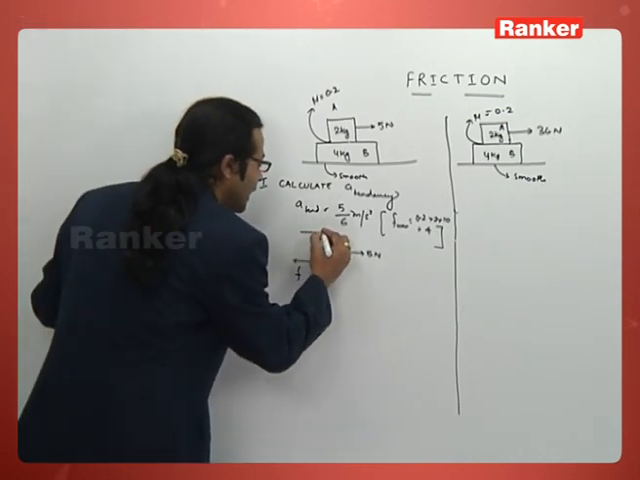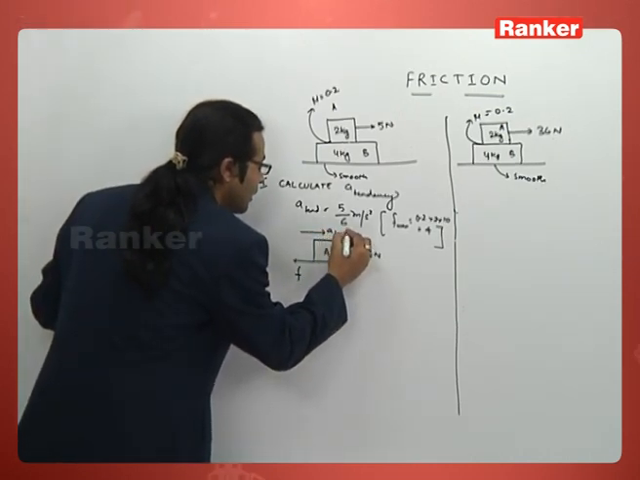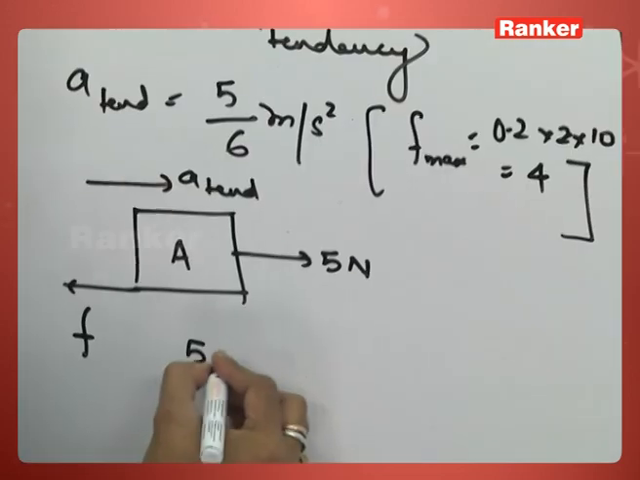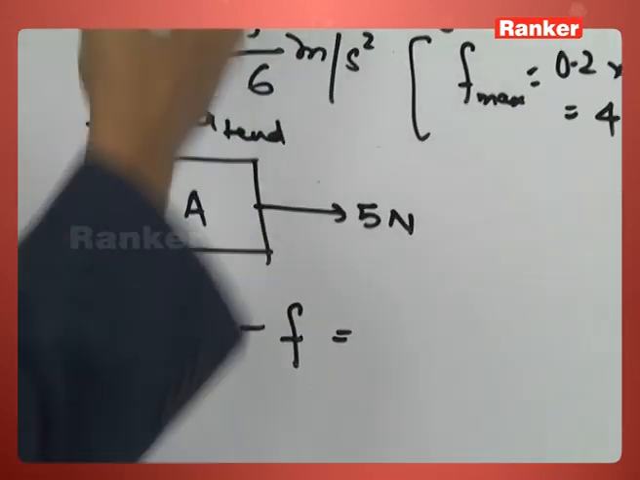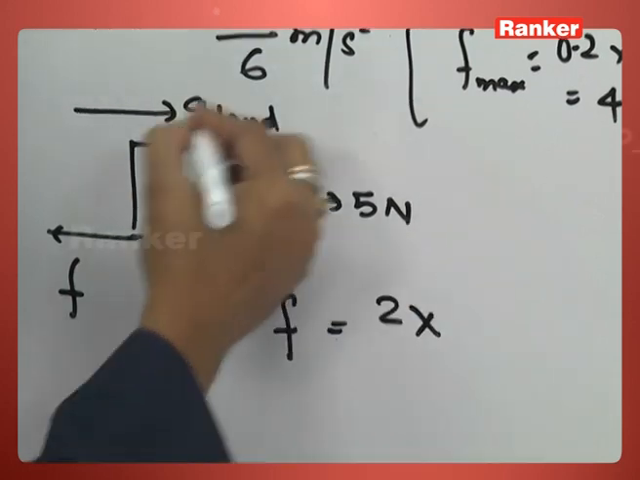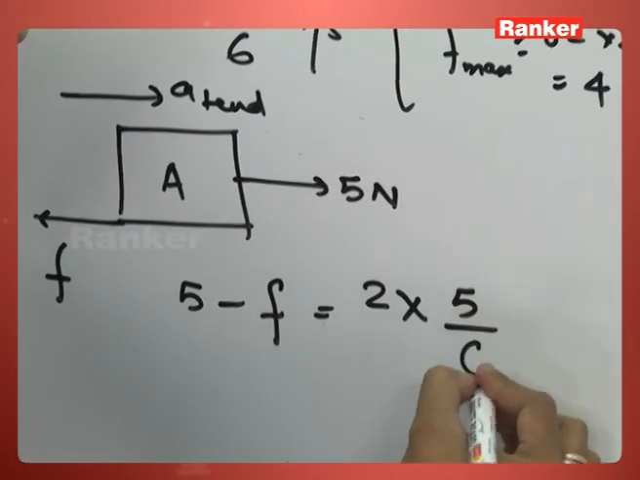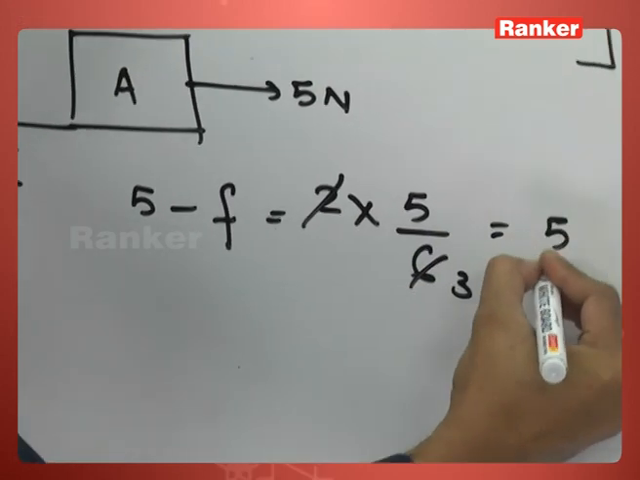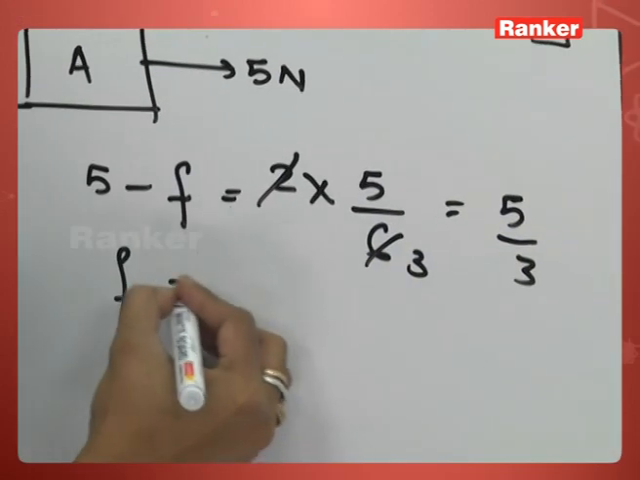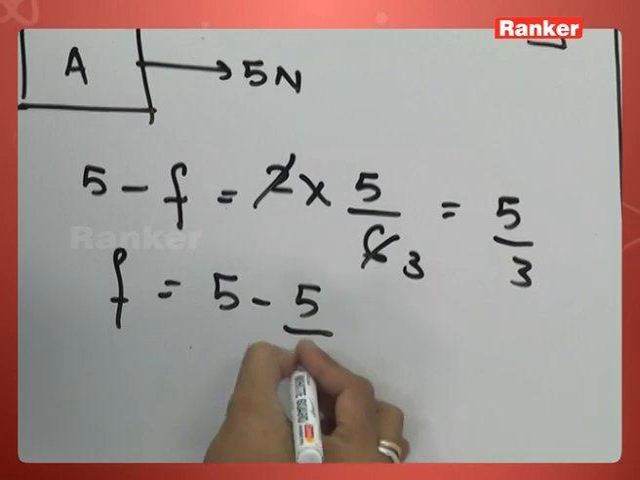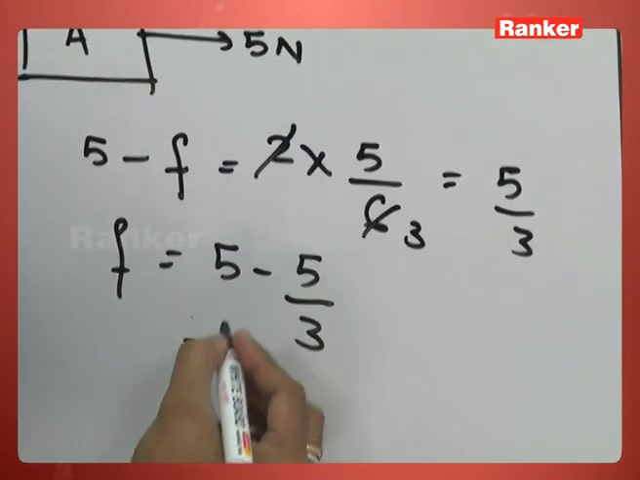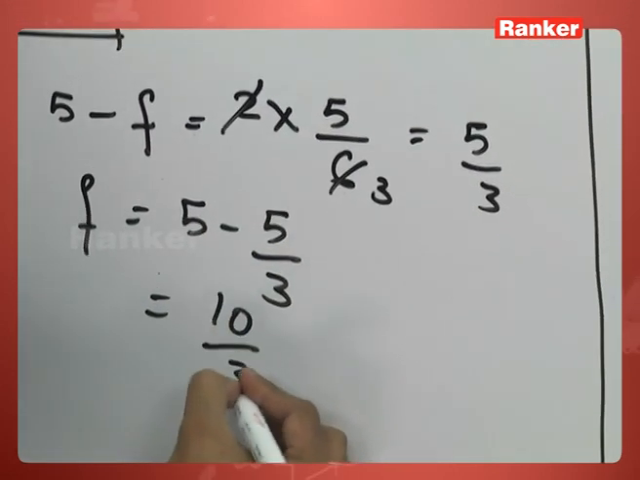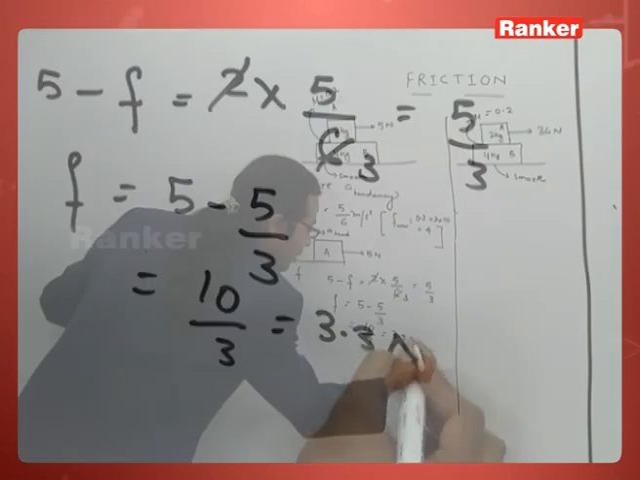So here I write a tendency. So I write 5 minus F is equal to mass of A, which is 2, into a tendency, which is 5 by 6. So this becomes 5 by 3. Or F equals 5 minus 5 by 3. So this becomes 15 minus 5, 10 by 3. So this is 3.3 Newton.